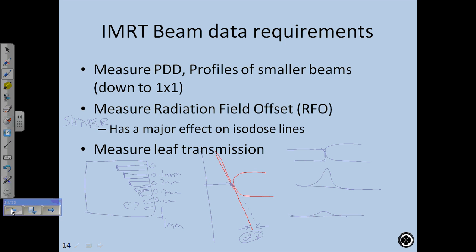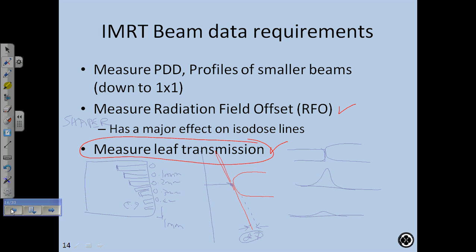And lastly, leaf transmission. Very important also. How much gets through the average amount of transmission through an MLC leaf? You guys remember? 3%. Yeah, approximately 3%. Of course, it depends on the energy. And how would you measure that? You'd measure that just by placing a chamber through an open field and then comparing it to the transmitted radiation.